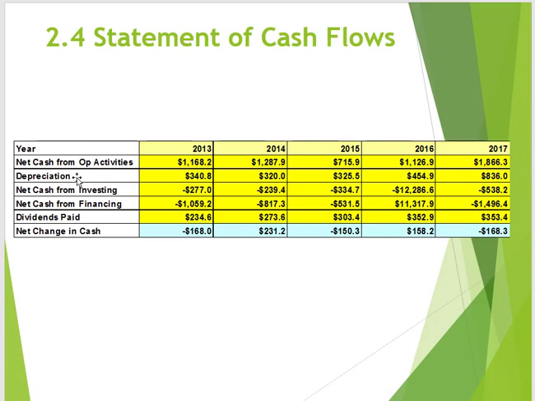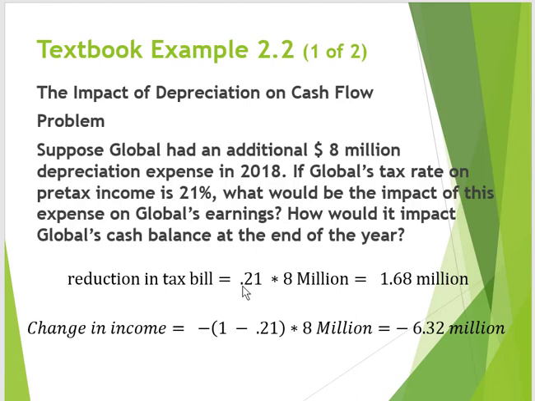Now, in this statement, depreciation and dividends are part of another line. So this 340, or 340.8, is part of this line up here. Likewise, the 234.6 is part of the cash from financing. The reason for this is it makes some of the formulas for ratios a little bit easier to copy and to input as you're thinking about doing financial analysis. So what is the impact of depreciation on cash flow?